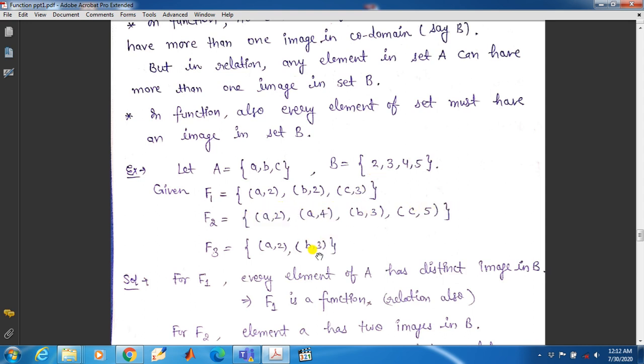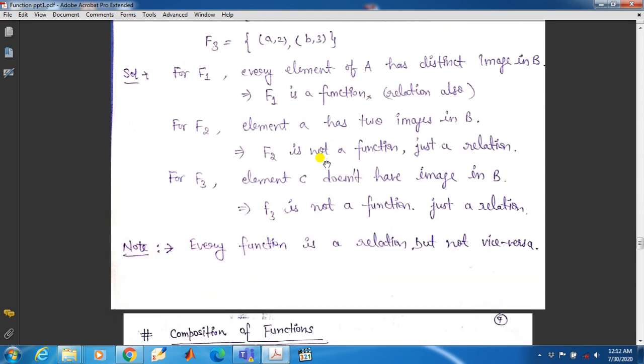For F3 again, a and b have images, but what about the element c? c doesn't have an image here. That means F3 is again not a function. F1 is a function, but F2 and F3 are not functions. They are only relations. So you can relate the terms like this: every function is a relation, but not vice versa.